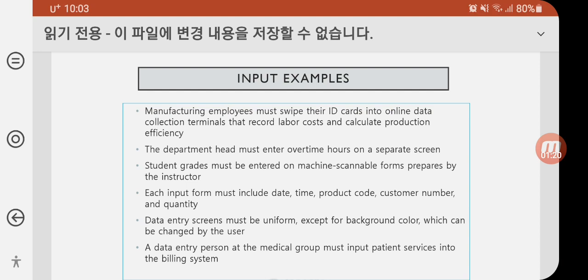Input examples. Manufacturing employees must swipe their ID card into online data collection terminals that record labor costs and calculate production efficiency. The department head must enter overtime hours on a separate screen.